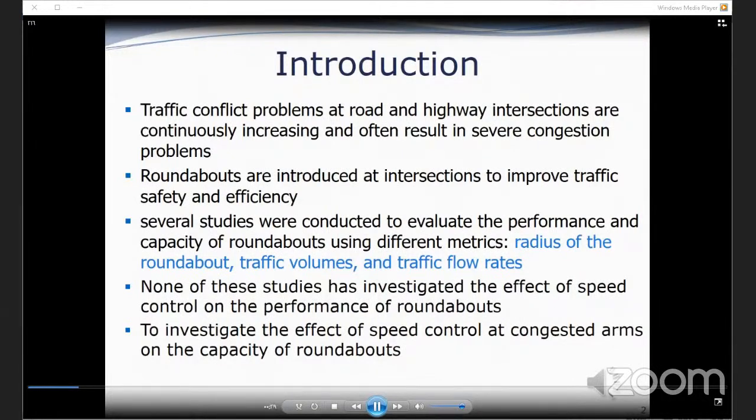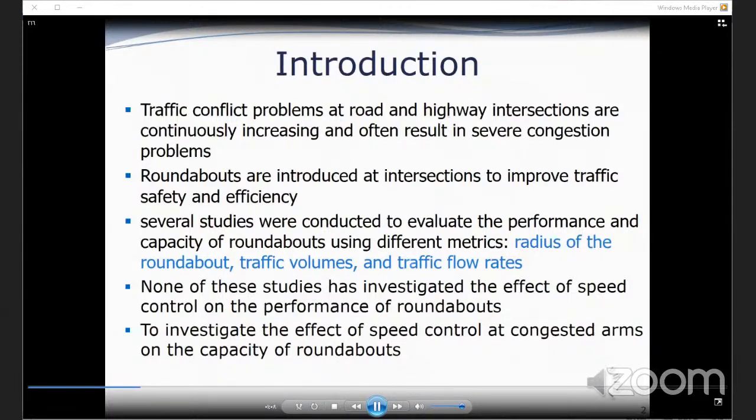However, traffic congestion at roundabouts is becoming a troubling issue that traffic engineers must address more seriously. Several factors were shown to affect the performance of roundabouts, including their geometrical features and driving behaviors. Several studies were conducted to evaluate the performance and capacity of roundabouts using different metrics such as the radius of the roundabout, traffic volumes, and traffic flow rates. The findings of these studies suggest that the performance of roundabouts is greatly affected by their geometrical design and the driving behaviors.